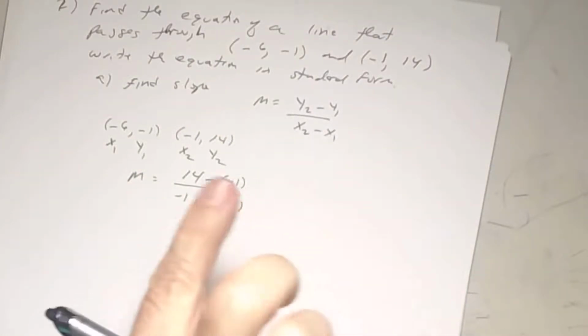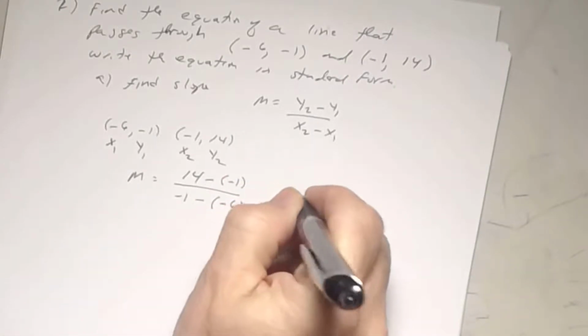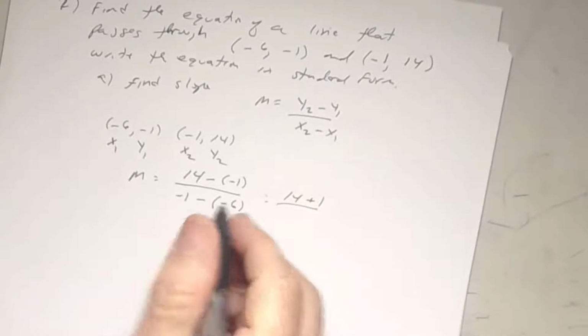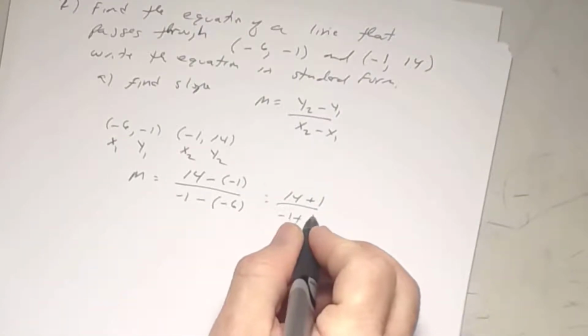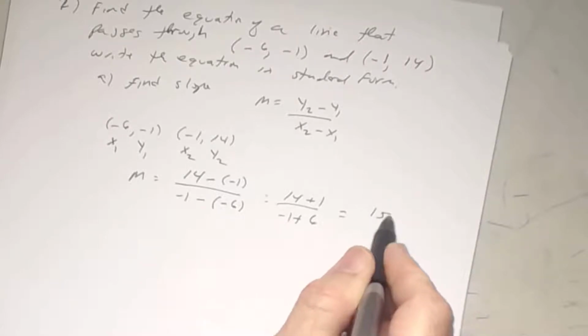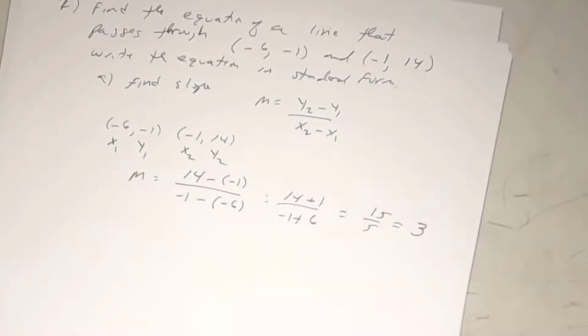All right, so if you don't remember anything about your signed numbers, use your calculator. But 14 subtract negative 1 is the same thing as saying 14 plus 1. Negative 1 subtract the negative 6 means negative 1 plus 6, right? And the numerator is what, 15? So 15 divided by 5 is 3. Okay? So the slope is 3.